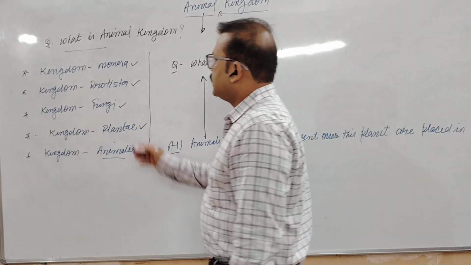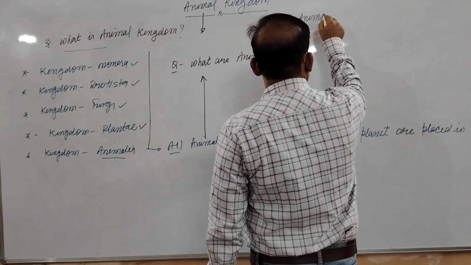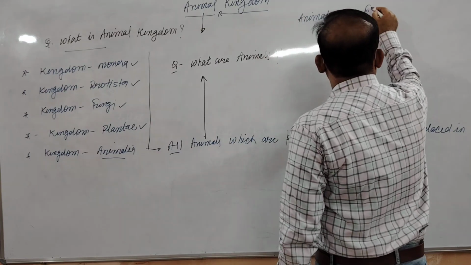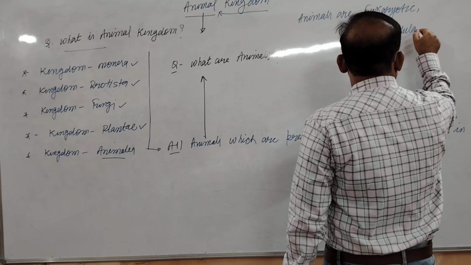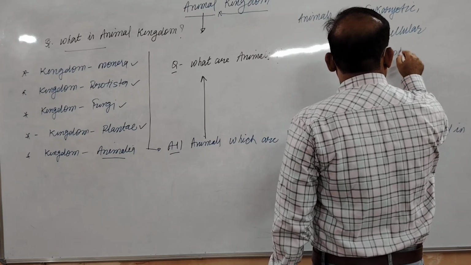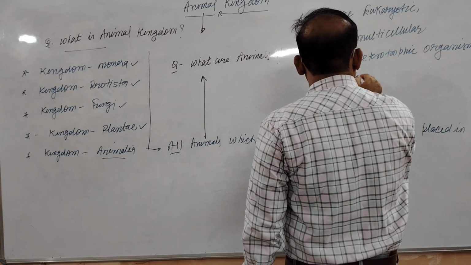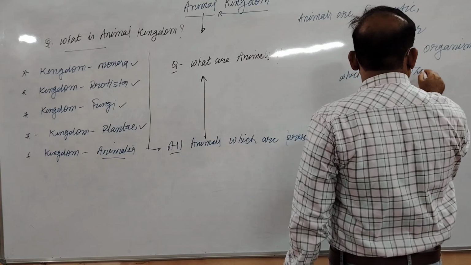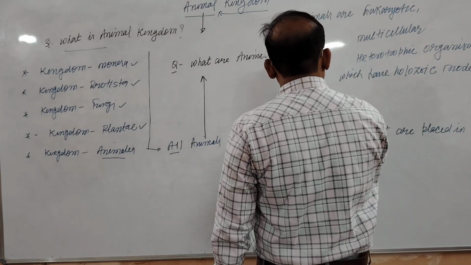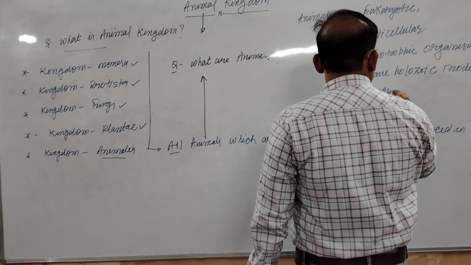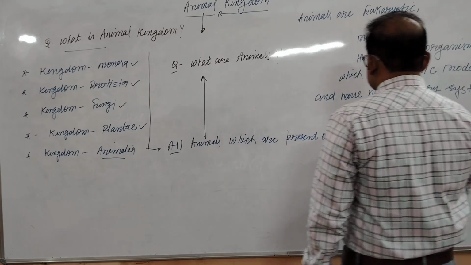Okay, so you have already studied the five kingdom classification, and in it you have studied that animals are eukaryotic, multicellular, heterotrophic organisms which have holozoic mode of nutrition and have a neurosensory system in their body.